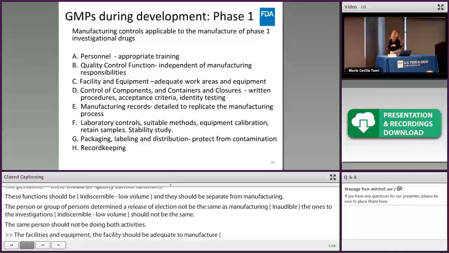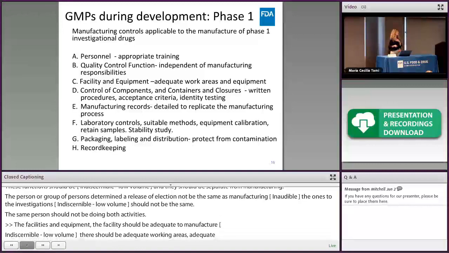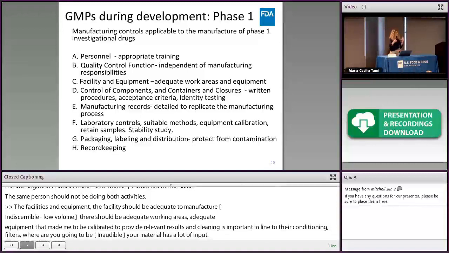The light, the air conditioning, the filters, where you are going to prepare your material has a lot of impact on its safety. There should be control of the components and the container closure, so there should be written procedures that determine what are the requirements for the container closure that you are going to use, what are the acceptance criteria that make it suitable for its intended purpose.